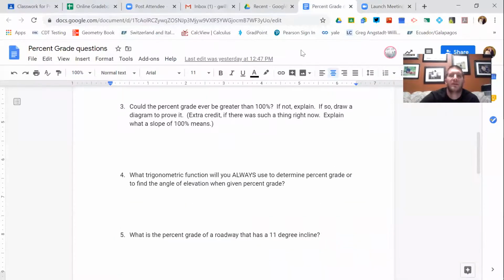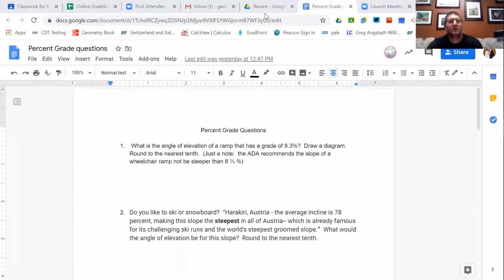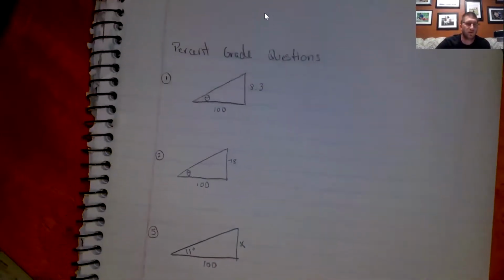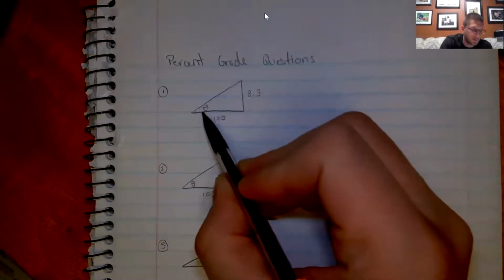Up here it is. For number one, it says, what's the angle of elevation of a ramp that has a grade of 8.3%? If you read the notes on percent grade, then you'll know that it should look something like this. Let me share my work here. So angle of elevation, of course, is going up from the horizon. If we draw a triangle, this is my ramp. The angle of elevation from the horizon is going up. So that's this angle here.